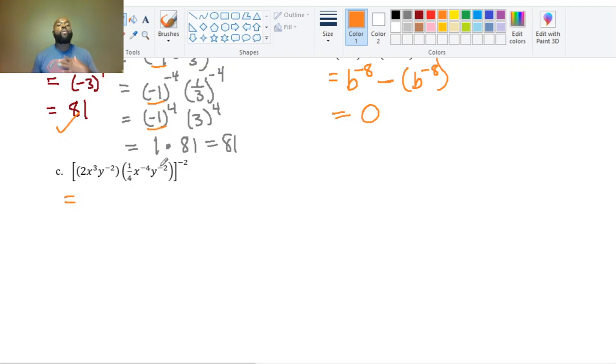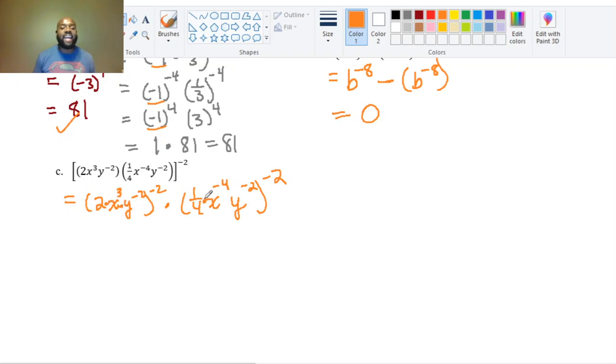All right. What I want to do is first apply, this is how I'm going to do this. This is not the only way you can do this. I'm going to apply this negative exponent to the two things that are multiplied here. So I get 2x cubed y to the negative second to the negative second power times 1/4 x to the negative fourth y to the negative second to the negative second power. Notice there's multiplication all up in each of these parentheses, which means I can apply that negative 2 exponent to every term inside the parentheses. So that's going to be 2 to the negative 2, x cubed to the negative 2, y to the negative 2 to the negative 2, right?